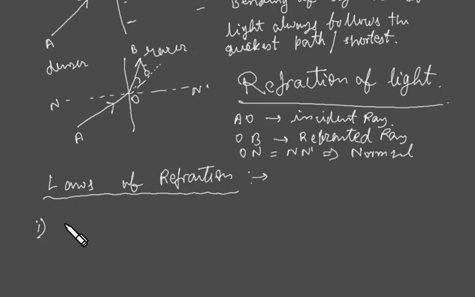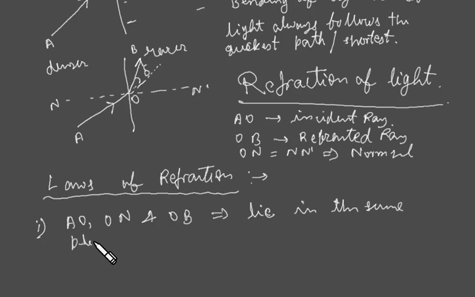So the first law says that the incident ray AO, the normal drawn on the surface ON, and the refracted ray OB all lie in the same plane. Incident ray, the refracted ray, and the normal drawn on the surface of separation between the two media lie on the same plane. That's the first law.